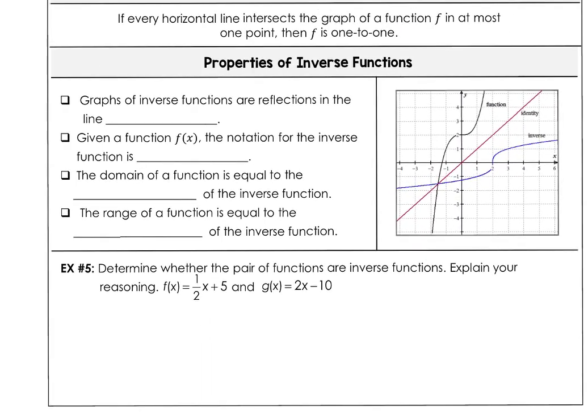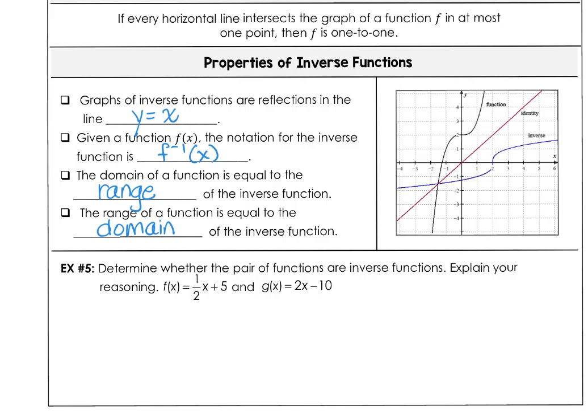So here's what we've seen. Graphs of inverse functions are reflections in the identity function, which is the line y equals x. When you're given a function, f of x, the notation for the inverse function is f inverse of x. That's our new y. The domain of a function is equal to the range of the inverse, and the range of a function is equal to the domain of the inverse.